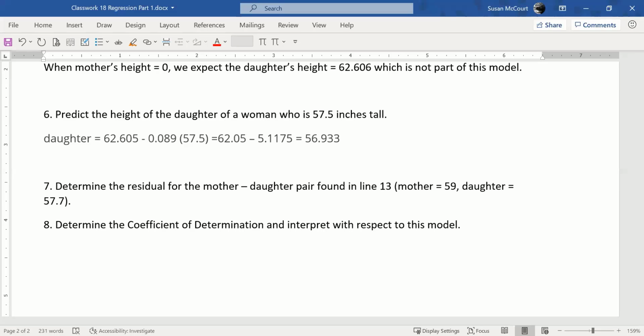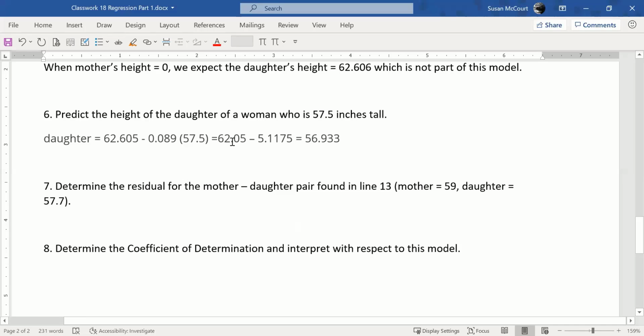Professor, did you say 62.05 or 62.605? Oh, 605. Thank you. I did that wrong. Thank you. So let me recalculate it. 62.605, thank you for that, minus 5.1175. And that will be 57.488.